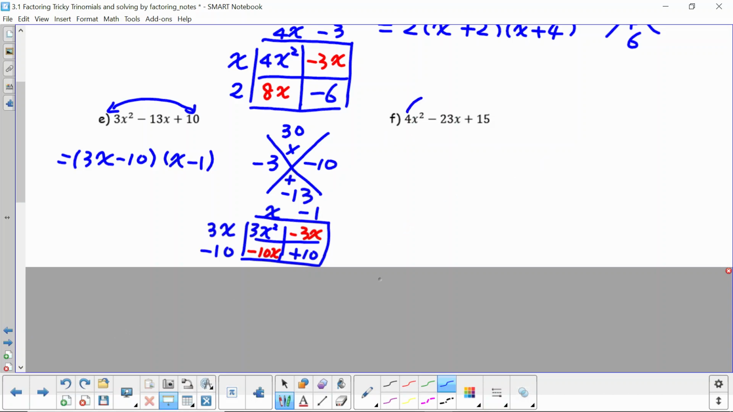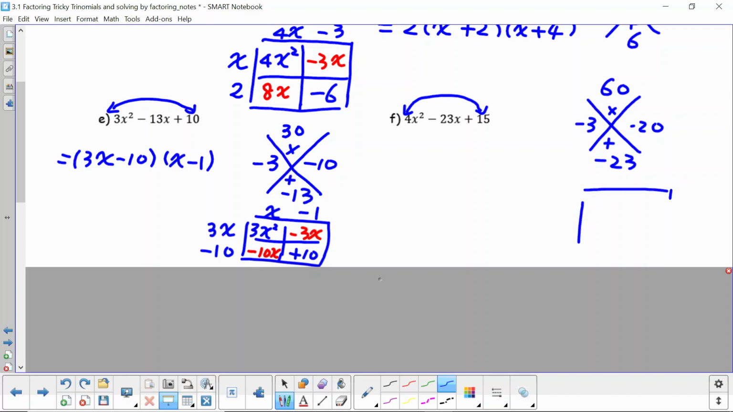This one, 4, 23, 15, no common factor. So we do the cross x game first. 4 times 15 gives you 60, and added together is negative 23. If you use a factor number sheet, you will find out it's negative 20 and negative 3. Then draw the box.